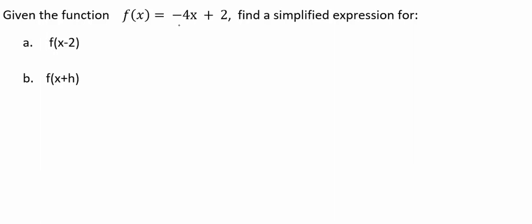Given the function f of x equals negative 4x plus 2, we need to find simplified expressions for the following two problems. First, we are to find an expression for f of x minus 2. So what I'm going to do is copy the given information, and where I see the variable x, I will leave a blank space, knowing ahead of time that my job is to replace x with some mathematical expression.